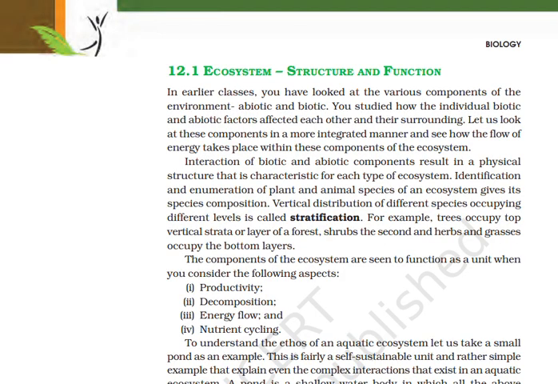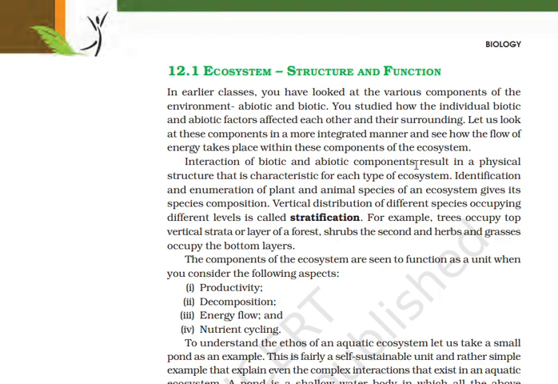Ecosystem structure and function. In earlier classes, you have looked at various components of the environment, abiotic and biotic. You studied how individual biotic and abiotic factors affected each other and the surroundings. Let us look at these components in a more integrated manner and see how the flow of energy takes place within these components of the ecosystem.